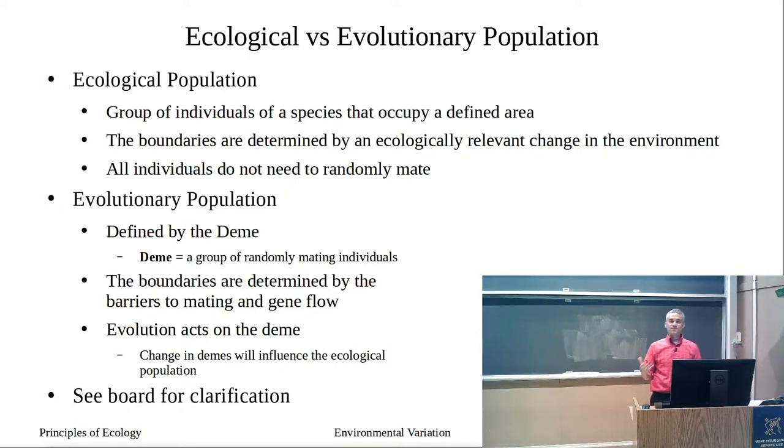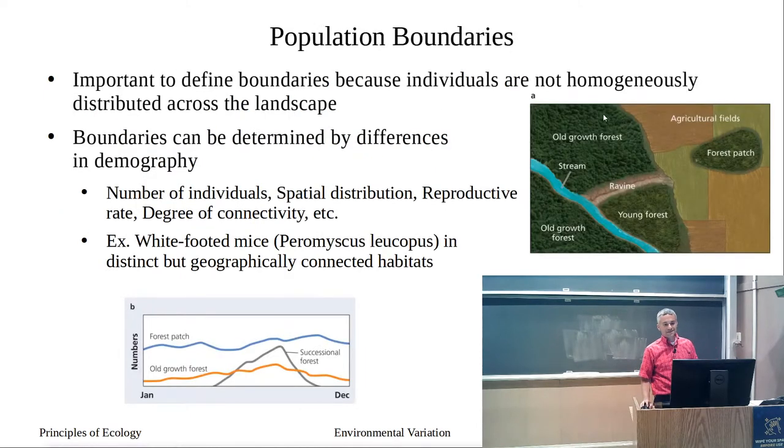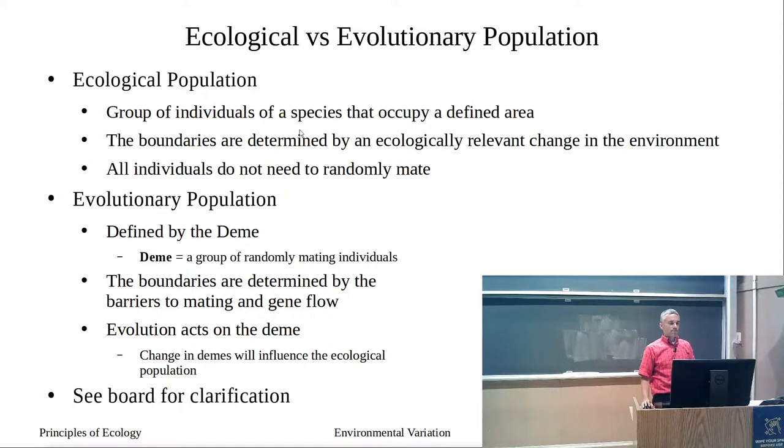But a lot of times, a more realistic description is that we're going to define our populations by something ecologically relevant. So on the previous slide, it could be the old growth forest, and it could be the boundary of the forest. It could be the boundary of our young forest and so forth. So normally in an ecological population, we've defined our area based on some sort of ecologically relevant change in our environment. What's important is that these individuals don't have to randomly mate. They have to interact in some way, but that interaction could be an indirect type of interaction.